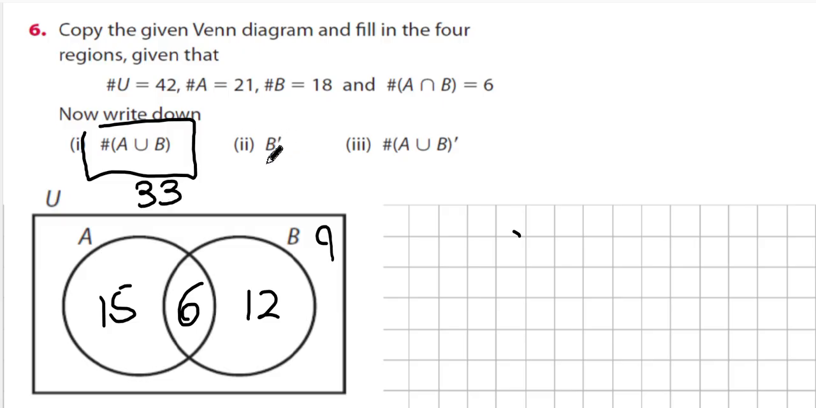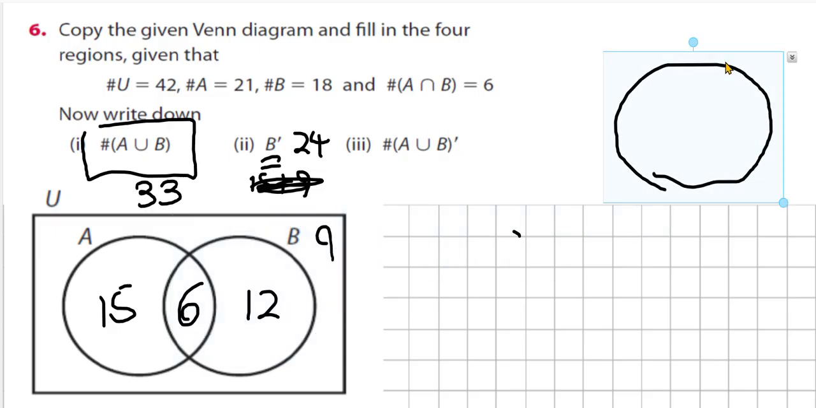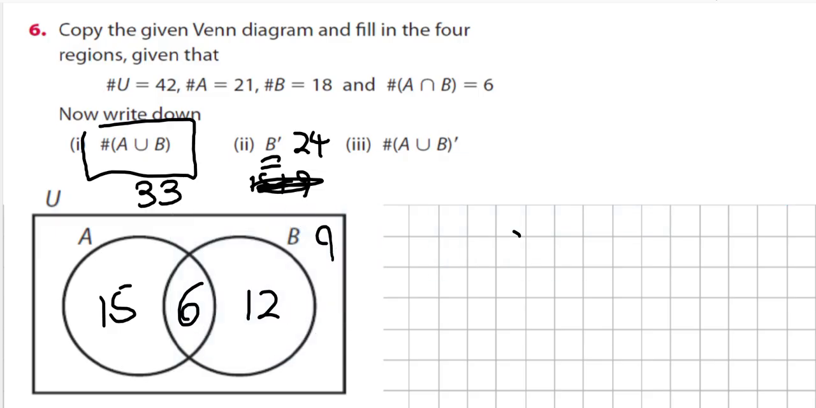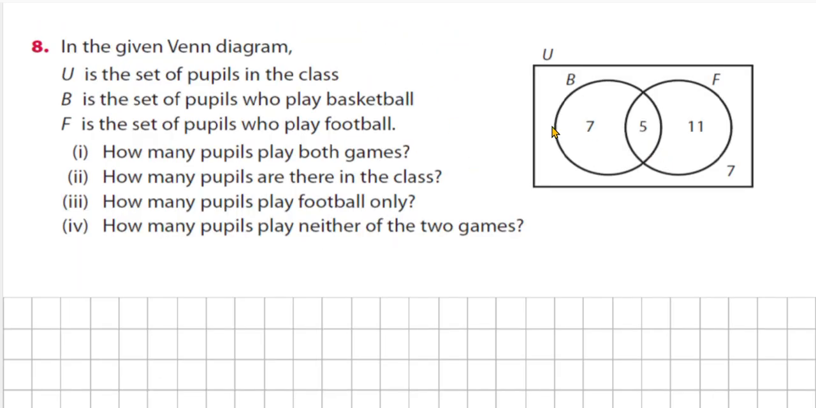What does B complement mean? Everything not in B. Well, there's 18 people in B, so the people who aren't them. The 15 and the 9? 24. Now, finally, A union B complement. Everything that's outside of A and B combined. So everything that's not in here. The outside is 9.